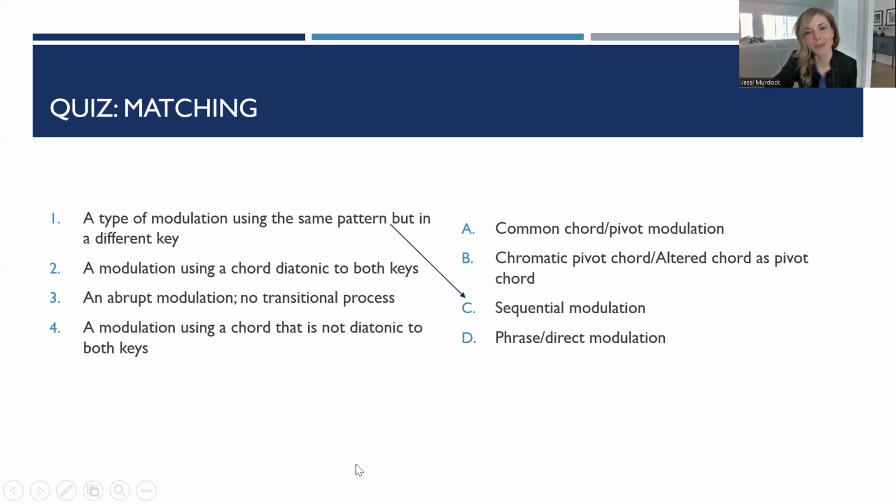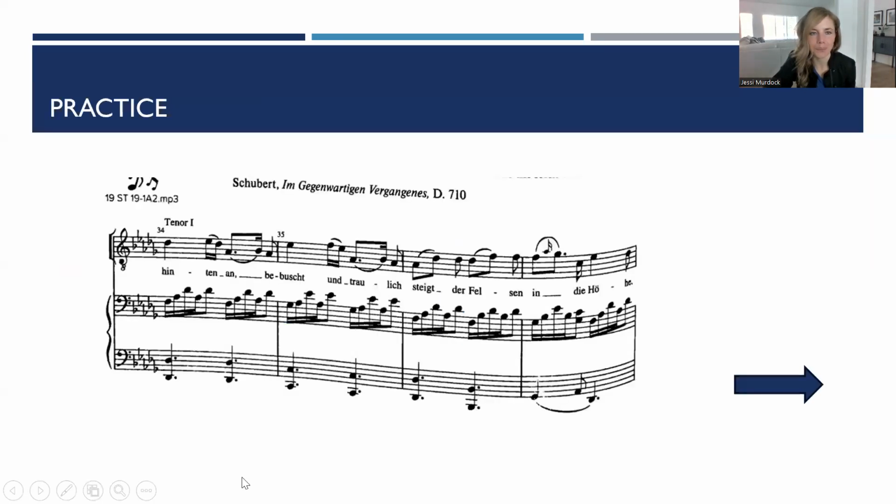This was a callback to the previous video that you would have watched. So this is a common chord or pivot modulation, okay? Number 3, an abrupt modulation, so there's no transitional process, is a phrase or direct modulation, okay? Then the last one, number 4, a modulation using a chord that is not diatonic to both keys. It's a chromatic pivot chord, okay? Sometimes altered too, okay? All right, now we get to practice, okay?